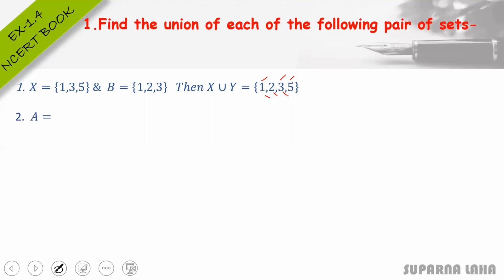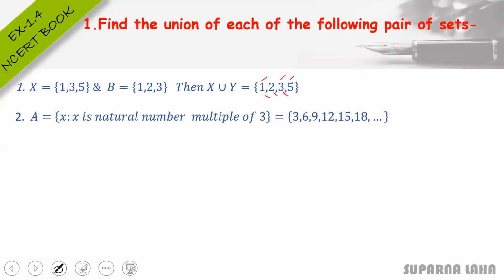Let's take another example. A is what? x such that x is a natural number multiple of 3. So 3, 6, 9, 12, 15, 18 and so on. So lots of numbers are present in this set A. And set B is x is a natural number less than 6, so it will be 1, 2, 3, 4, 5. So only 5 elements are present in the set B. Whenever we want to take their union, up to 5, all the natural numbers we have to write. And then after 5, 6, 9, 12, 15, 18, like that, it will go on.